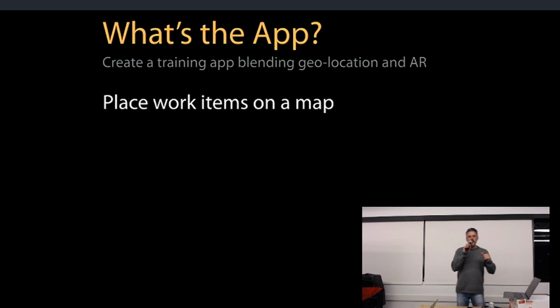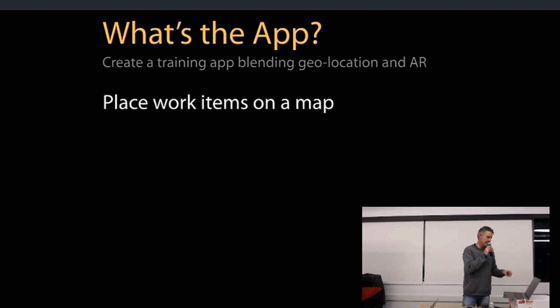The goal is you place work items on a map. So this is meant to be a training application for Dayton. They wanted to be able to send people out around town to find sort of fake work items and basically click on it, answer a questionnaire when they got there, and basically fix the problem.